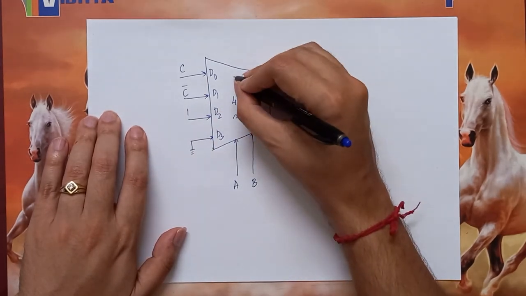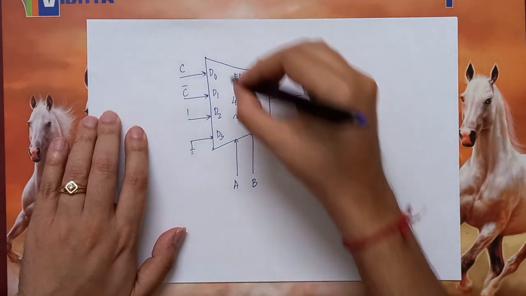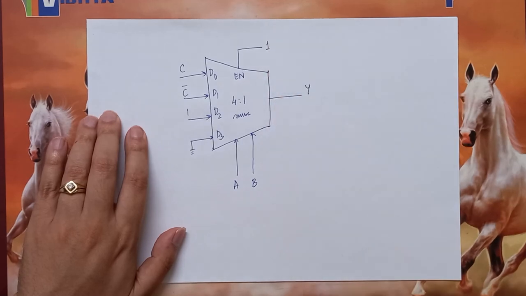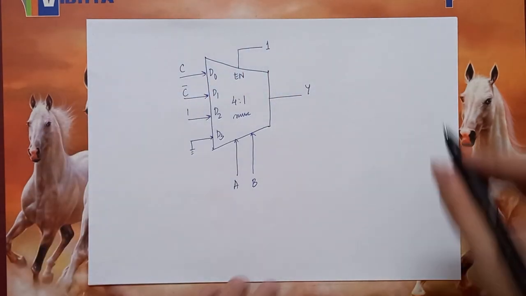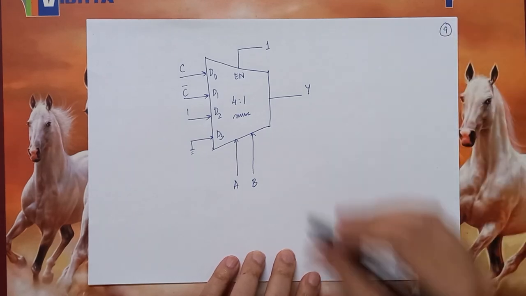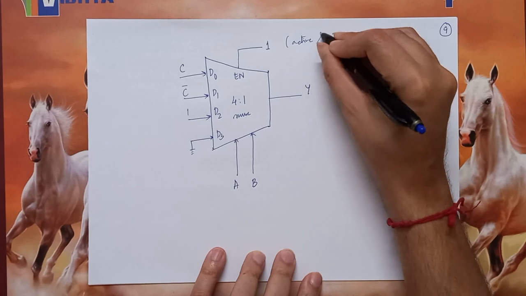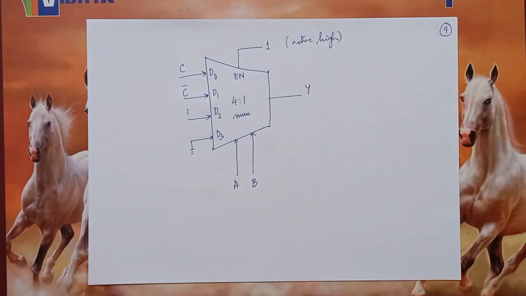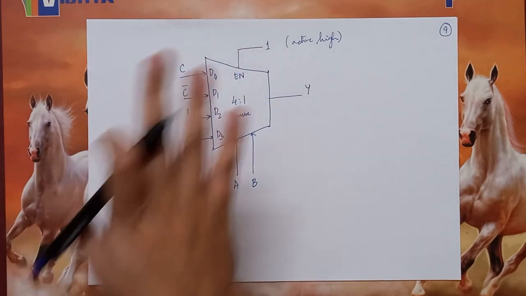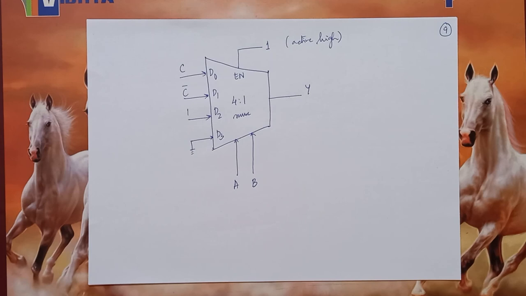Suppose now we are talking about the enable also. We have to show the enable input. So if it is an active high enable, we have to show that the enable must be given a 1. So this is active high enable. So this is one of the ways through which we can implement a larger logic function using a smaller mux. Of course, here the enable is not playing much role, except the fact that we need to give the proper value to it. But apart from that, the enable is not playing a role.